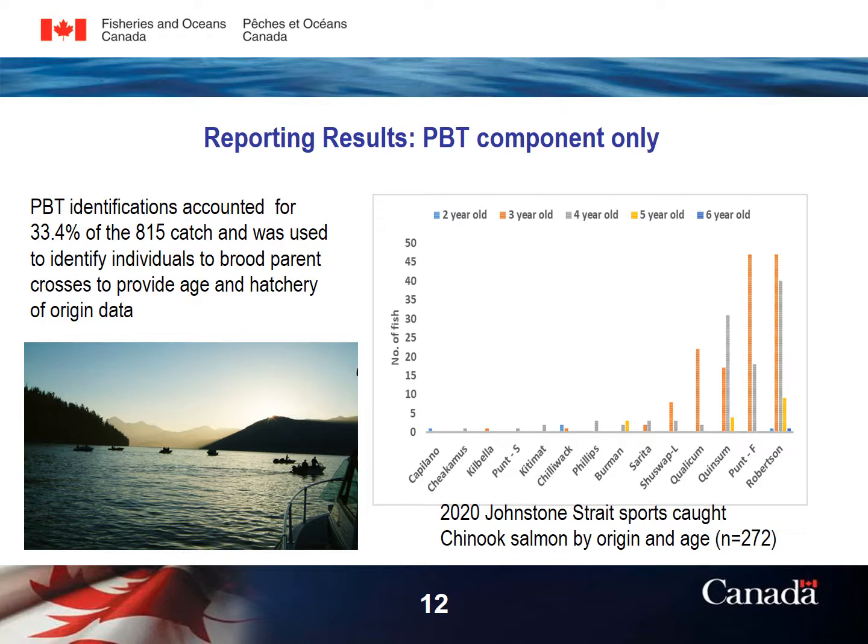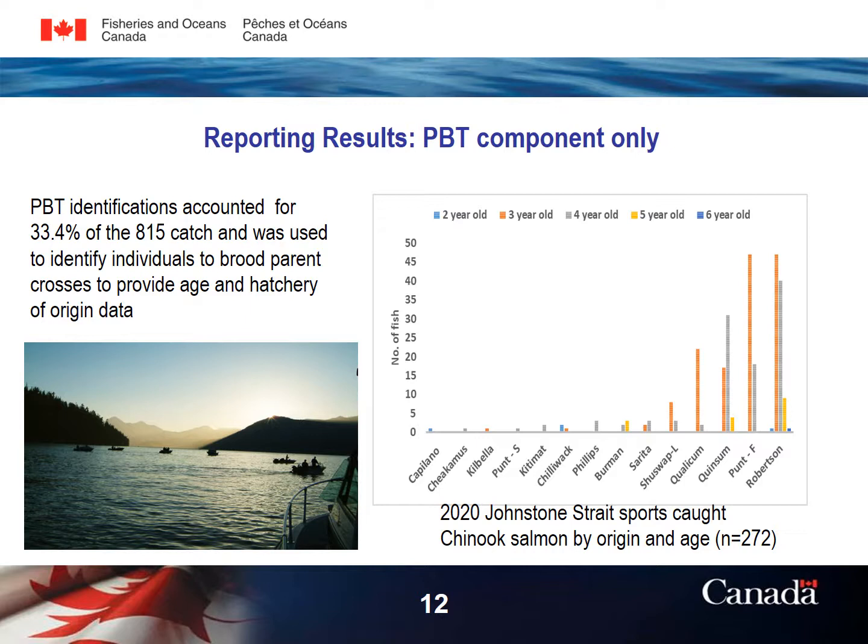In another example, this one a Chinook salmon catch, we are looking at just the PBT component. This is a 2020 Upper Johnson Strait Chinook sports catch. A total of 815 Chinook salmon were genotyped, of which 272 PBT identifications were made, or 33% of the sample. The most abundant proportion of the catch was from West Coast Vancouver Island's Robertson Creek Hatchery, consisting mostly of 3 and 4-year-olds, a few 5-year-olds, and one 6-year-old.